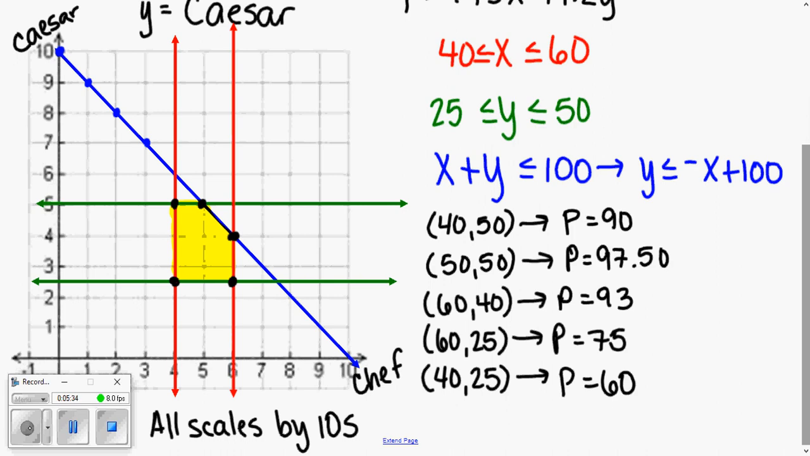The first three are relatively similar. The last two come in a little low. But you're looking to maximize your profit. You're looking for the biggest profit. And that biggest profit occurs right here at 50/50.